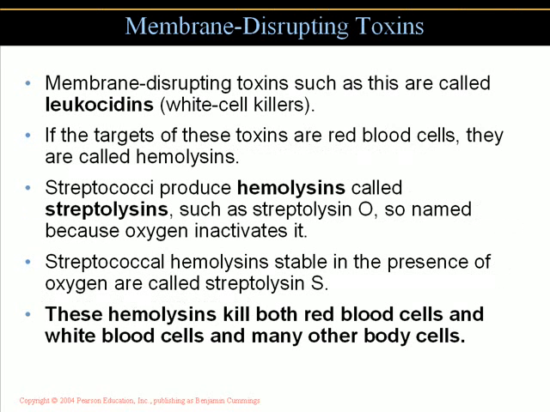Membrane disrupting toxins are called leukocidins, white blood cell killers. White blood cells are an important part of the immune system, as we'll see when we talk about the immune system. Streptococcus produces hemolysins. These are called streptolysins, such as streptolysin O, named because it is oxygen labile; in the presence of oxygen, you'll see it diminished. Streptococcal hemolysin that is stable in the presence of oxygen is called streptolysin S. So two different types, one destroyed by oxygen, one that can continue to work its effect even in the presence of oxygen.